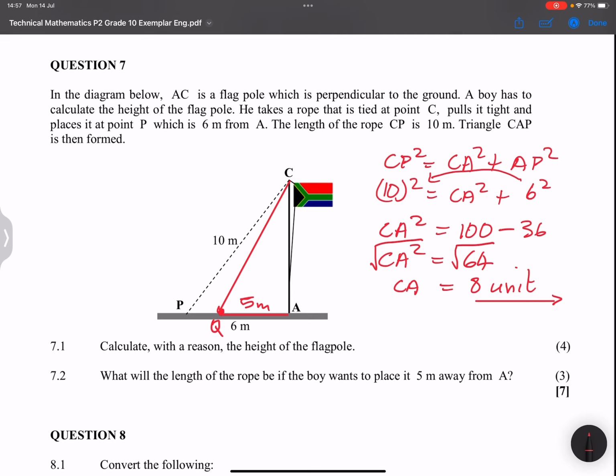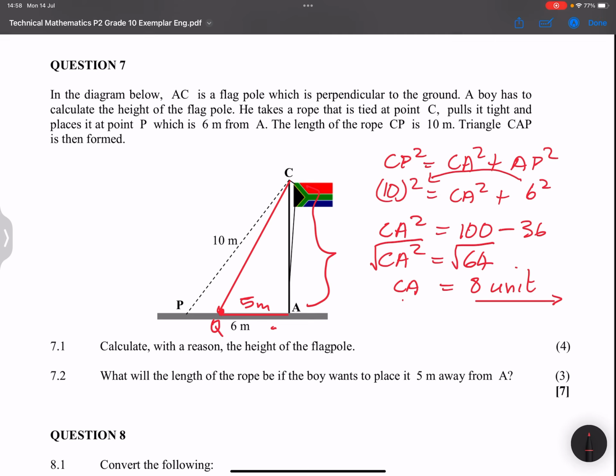Right, and what do we want to know? How long will the rope be if that is the case? Now that we've got the size, the height does not change. So the height will not change. That's still 8 units.